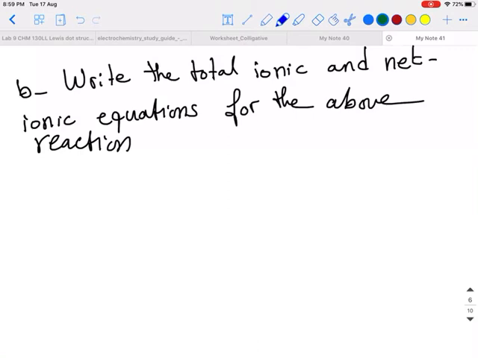Now write the total ionic equation and net ionic equation. Okay, so first of all, let me write the complete or total ionic equation.